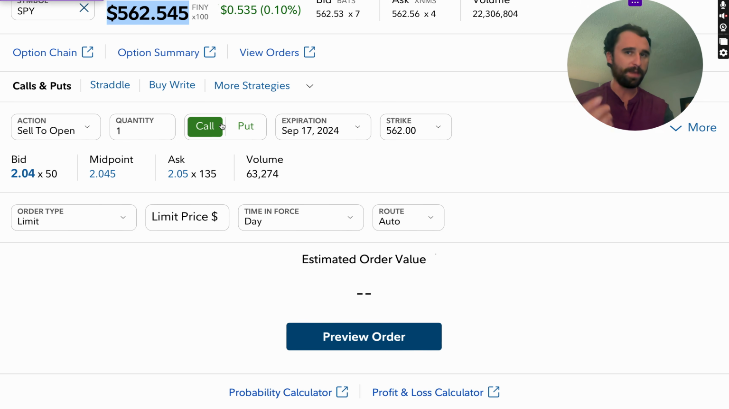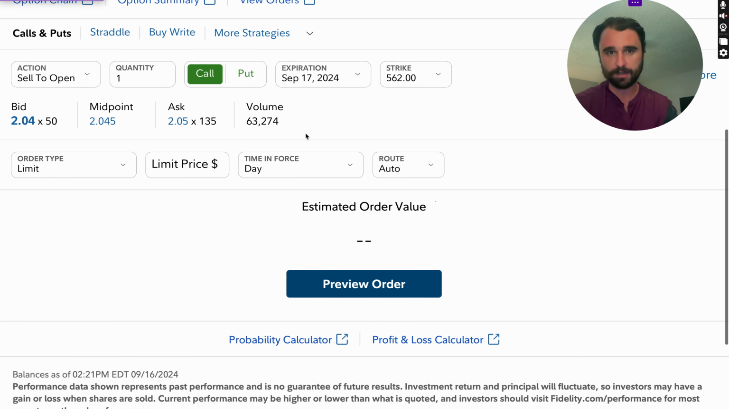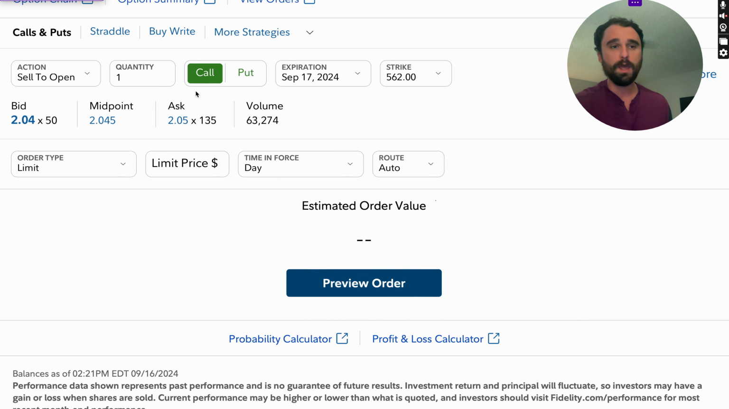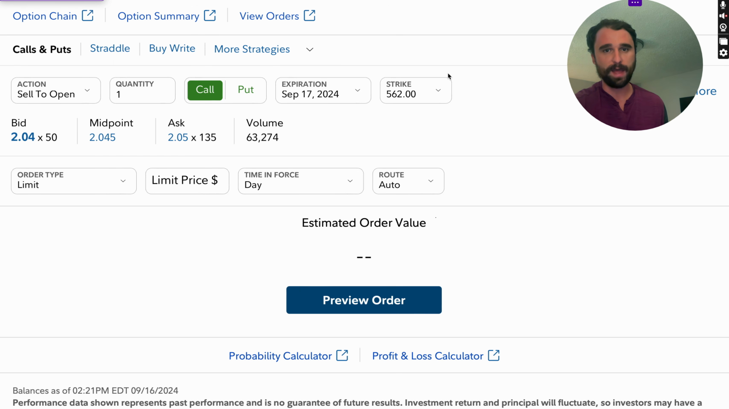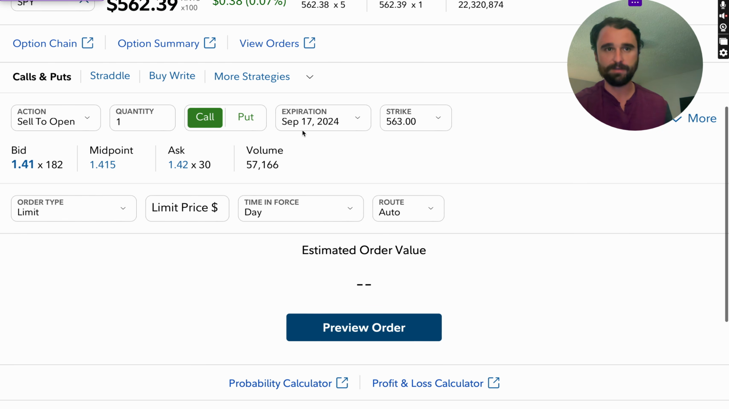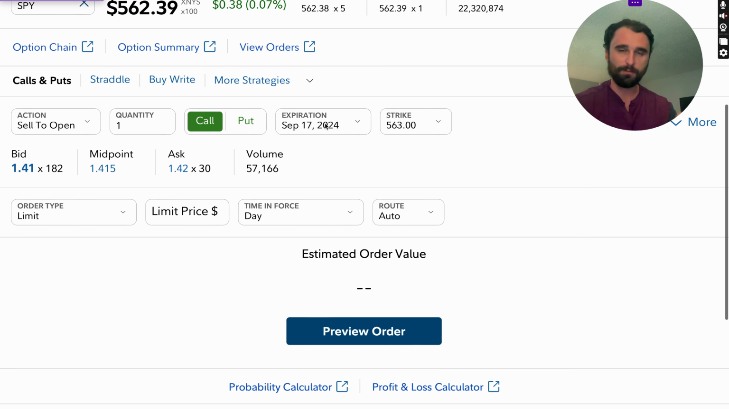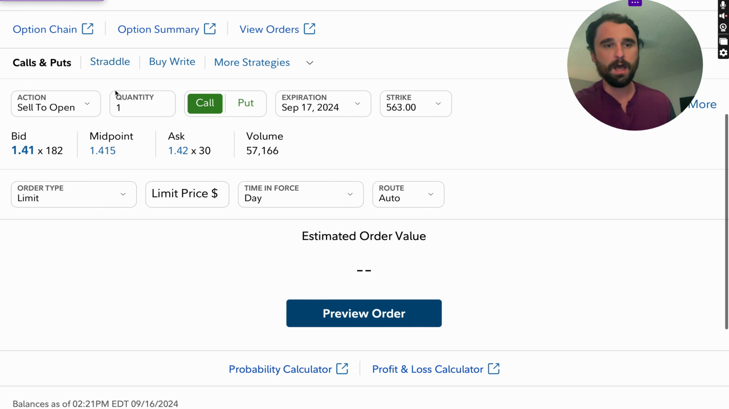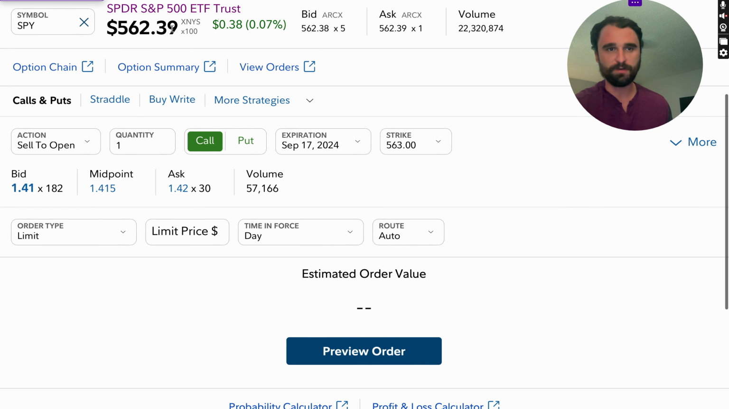Well, now we want to try to make more income on our position. So what we're going to do is switch from selling a cash secured put to selling a covered call. When we're selling the covered call, let's just do 563 to make it easy. That's what we'll use since it's slightly out of the money. We'll change it up a little bit. Maybe the SPY has bounced back a little bit to 562.